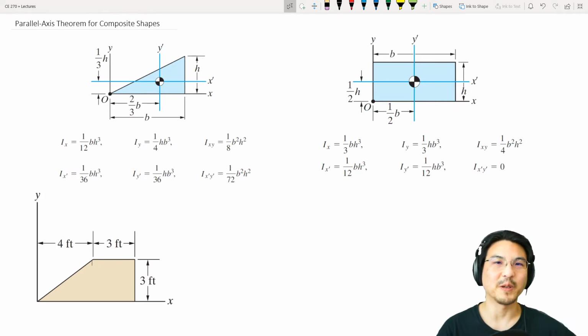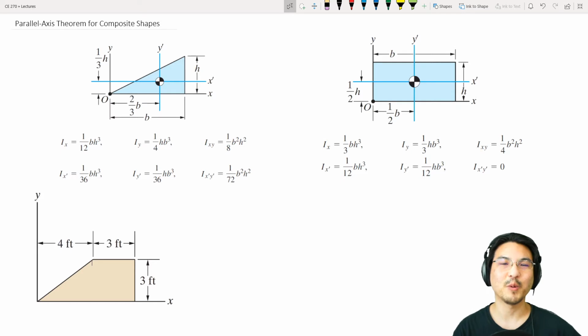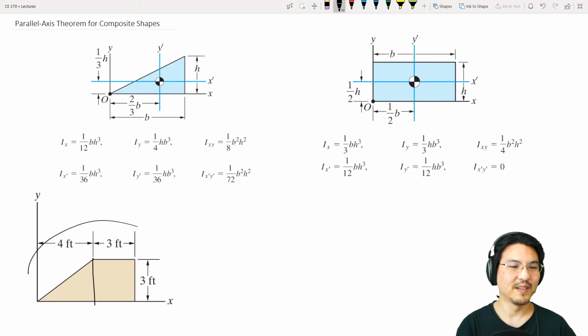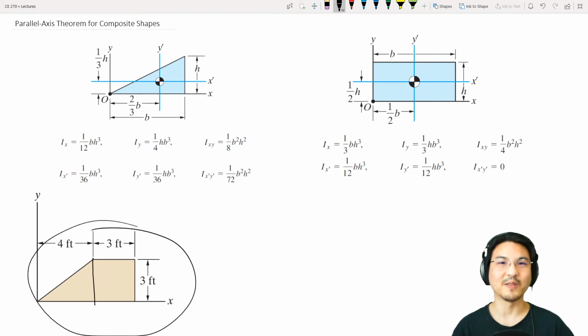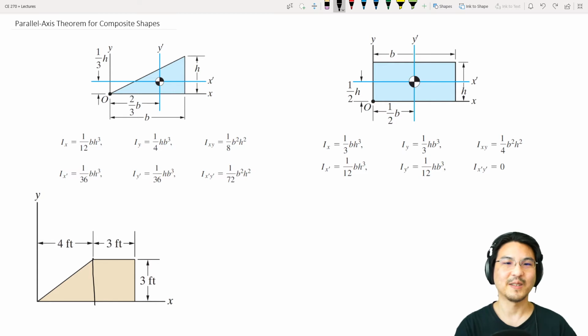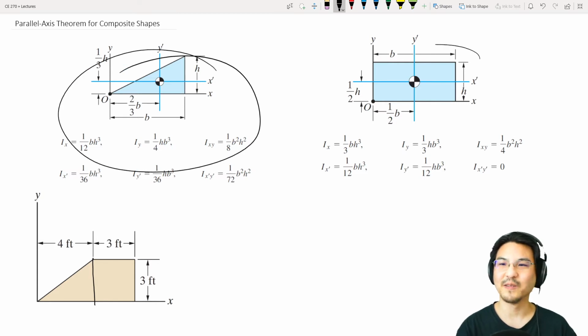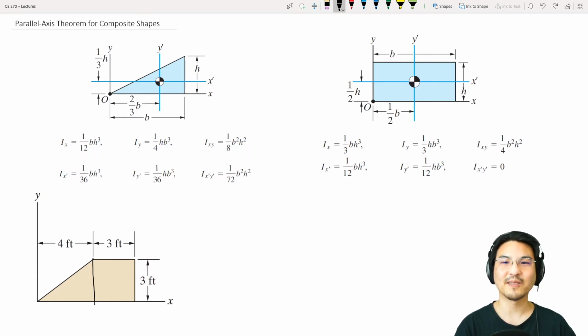Everybody. So we're continuing with area moments of inertia, this time using the parallel axis theorem to solve problems where you have a shape that's a composite of other shapes. So for this example here, I have what looks like a triangle stuck to a square. So I got the entries for a triangle and a rectangle out of the appendix. And let's give it a try.